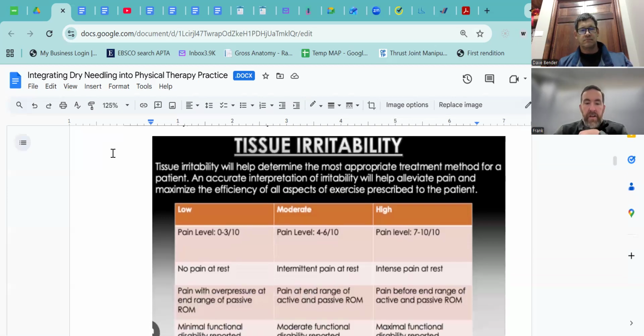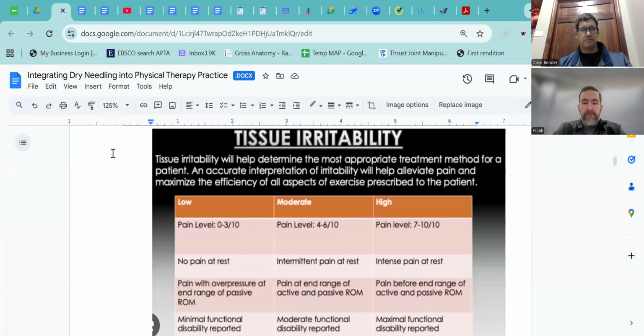When we think about tissue irritability, this is a great chart. You think about low, moderate, and high. It has some breakdown of pain level, pain at rest, pain with active and passive range of motion, and any kind of functional disability. This can be a good framework on which to consider dosage for dry needling, manual therapy, loading, really a lot of our modalities and treatments.